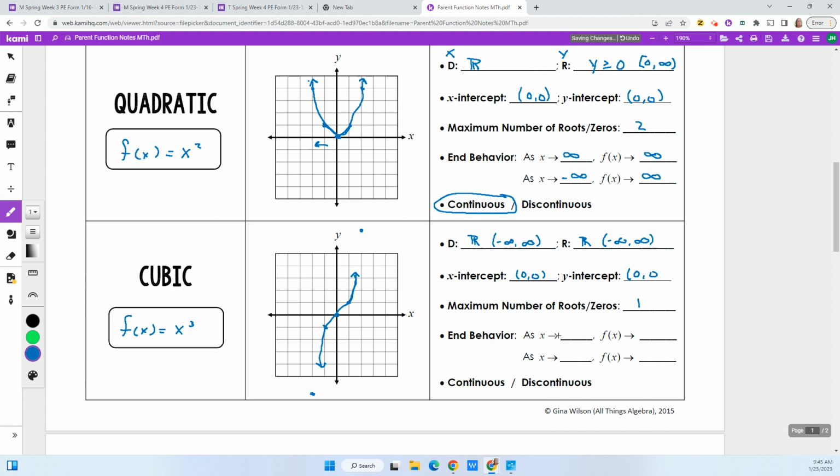And we can talk again, what's happening when x gets bigger? When x is approaching infinity, y is going up, so it's approaching infinity. When x is approaching negative infinity, though, going this way, y is going down, so it is also approaching negative infinity. And there are no breaks in the graph, so it is indeed continuous.